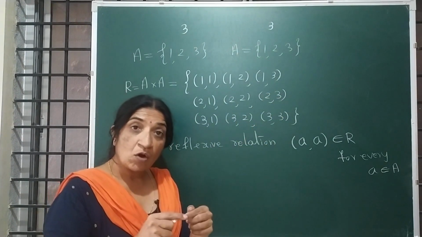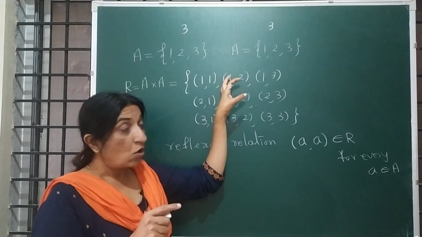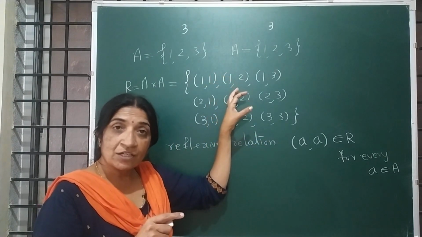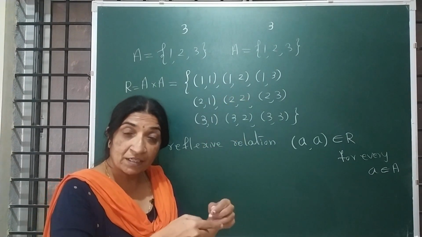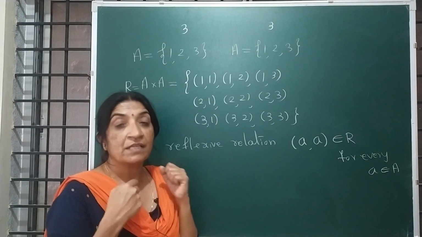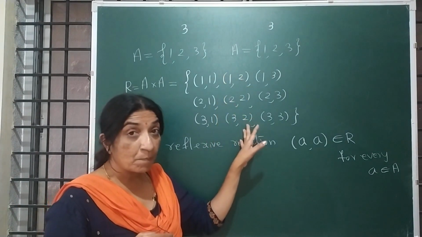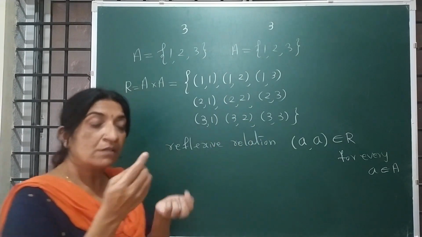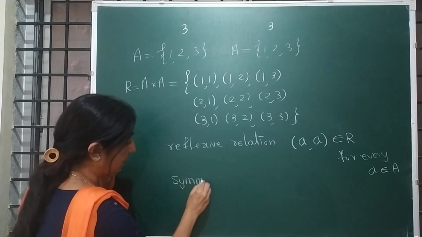For every ordered pair present in the relation, its reverse is also present. If its reverse is also present, then we are calling it symmetric. See, every ordered pair has its reverse. Then how do you write it? Symmetric. Symmetric means what?